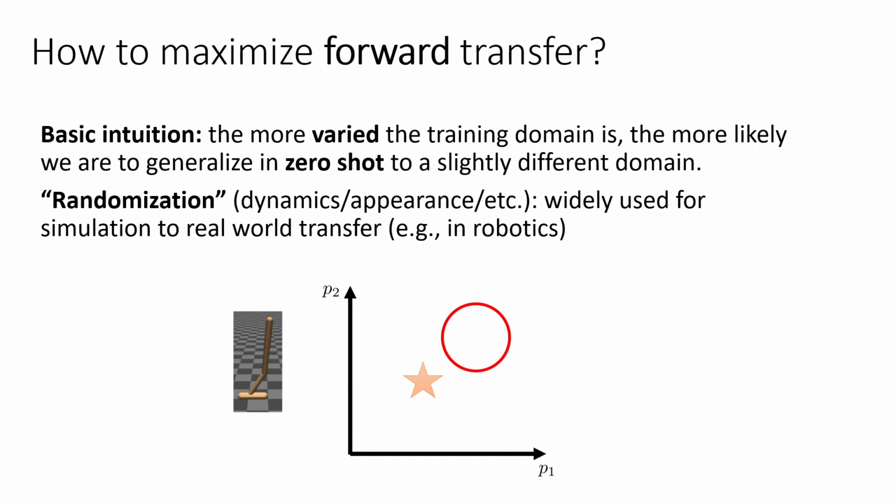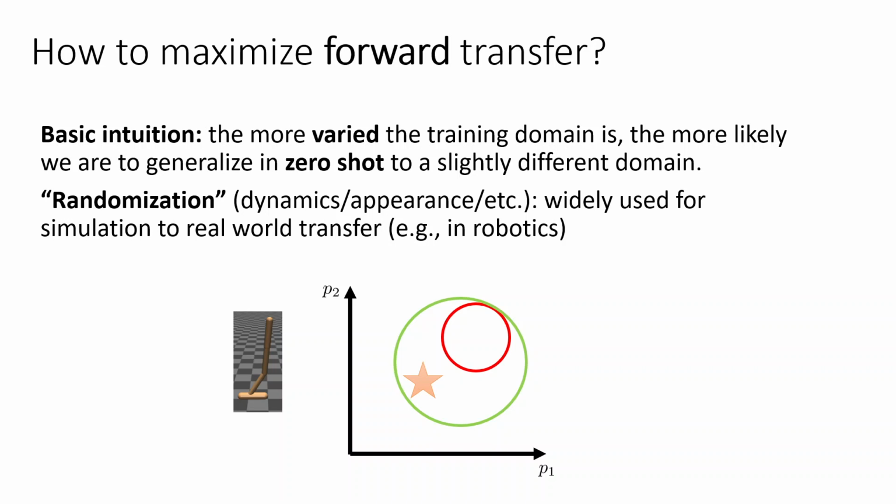If you train on a narrow range of parameters, you might not generalize to the kind of parameters that you will see in the target domain. But if you train on a broader range of parameters, then it's more likely that the target domain will be within the set of parameters that you've trained on. So that's the basic idea.